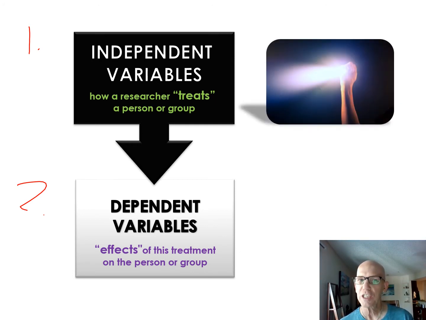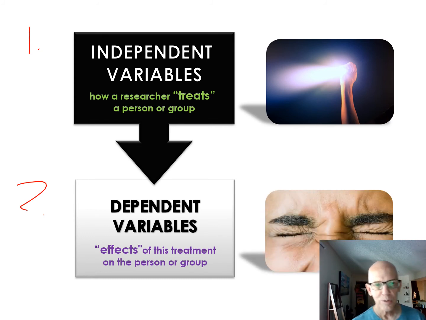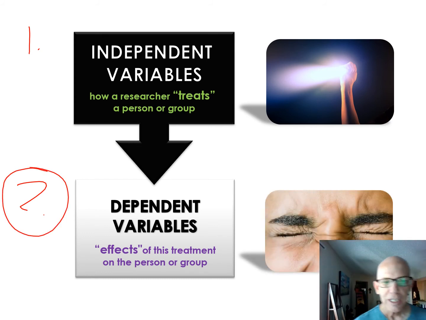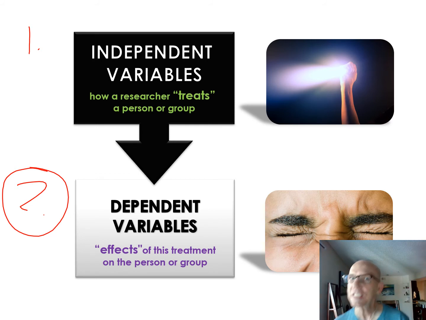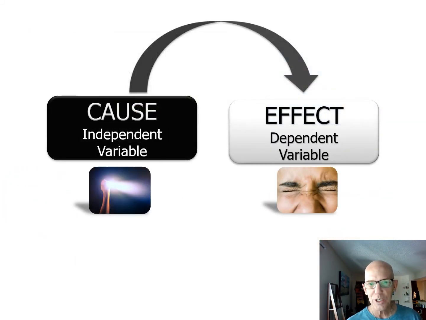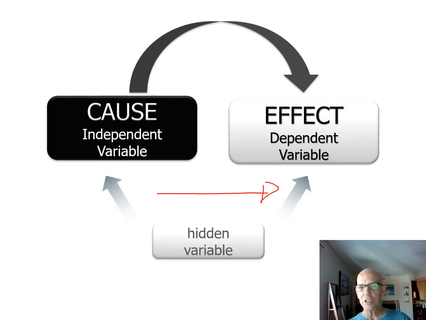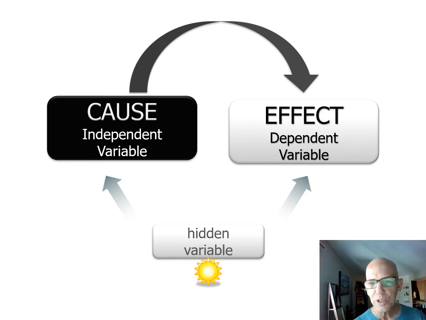Well, if I shine a light in your eyes, I treat you a certain way, you might squint. And the reason it's dependent is because it's dependent upon what I did to you. If I didn't shine the light, you might not be squinting, right? So X causes Y. A simple example of X causing Y is the shining of the light causing this, unless all of a sudden the sun came in the window while I wasn't looking, but I could control that. So I'm going to say X causes Y.